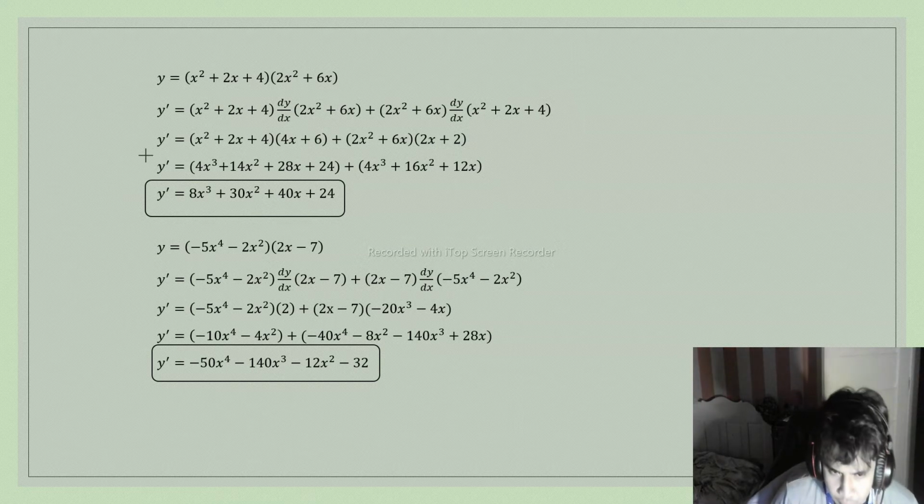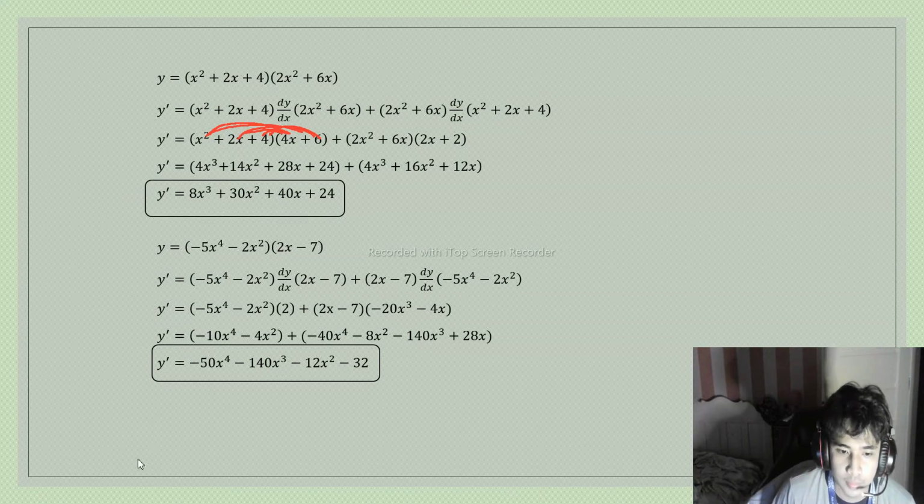Then, simplify by multiplying these expressions. That will be 4x raised to 3 plus 14x squared plus 28x plus 24. Ano natin to? Tawag dito, distribution property. Ganun lang ginawa natin dyan.